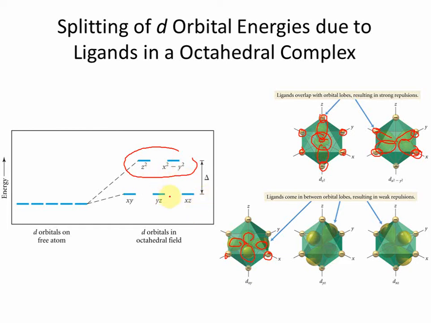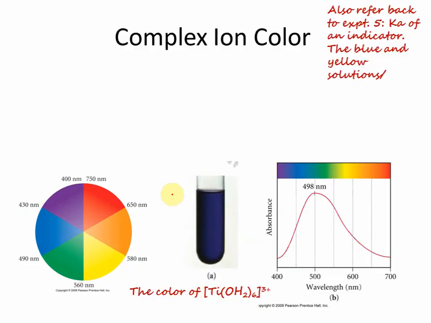So we're going to talk about complex ion color. And this is the color of a titanium hexaaqua species. And this is the UV vis absorption. So in the visible region, it absorbs strongly at 498 nanometers. But you also have some absorption here. So it basically absorbs from about 450 to about 600 nanometers.